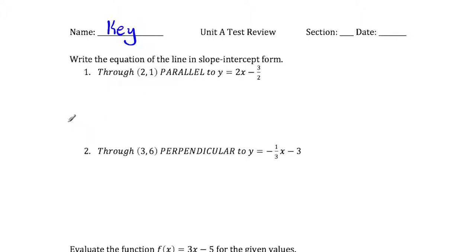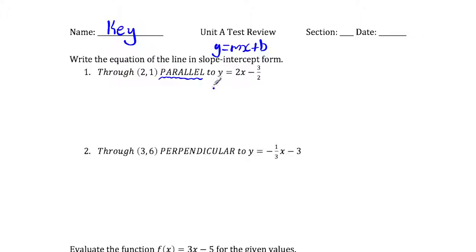First two questions have to do with writing the equation of a line, and we want to write this in slope-intercept form, which of course is y equals mx plus b. So what we need to do is, if we're given a point and another line, we need to use point-slope form. Now the important thing is this parallel.